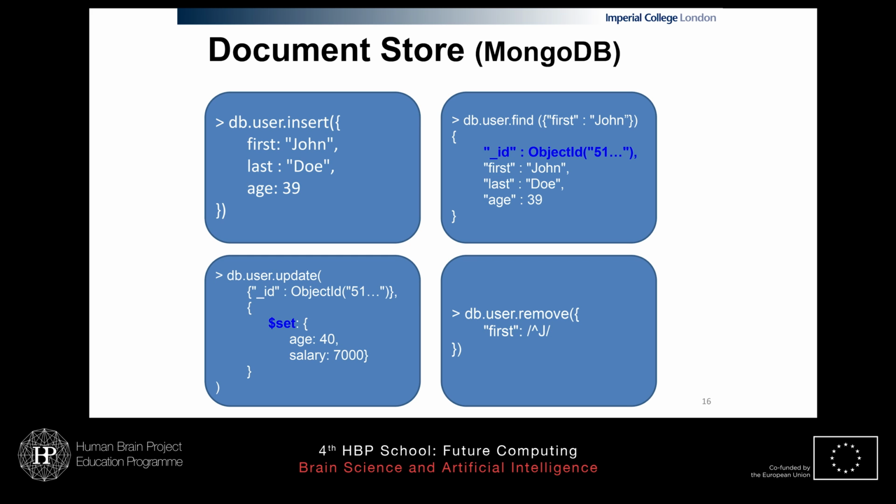We can also update documents in document stores, right? And the way we do this is we say we have one JSON document that identifies the documents that we want to update, and then we say what we want to do on these documents. And then finally we can also remove, right?